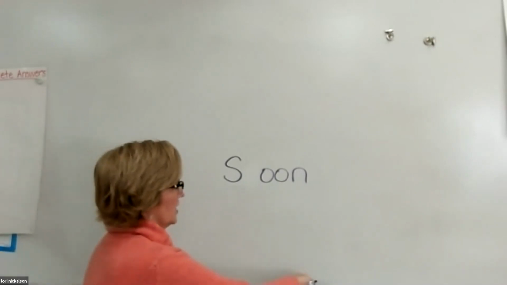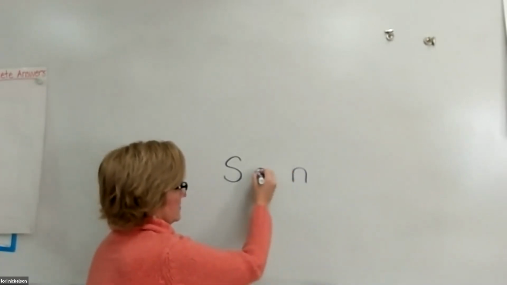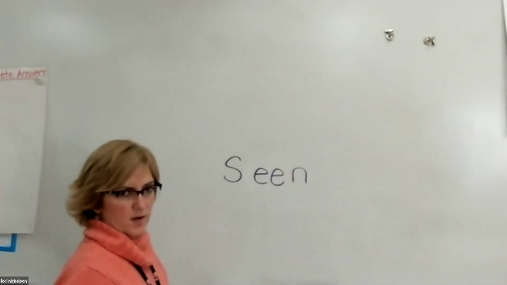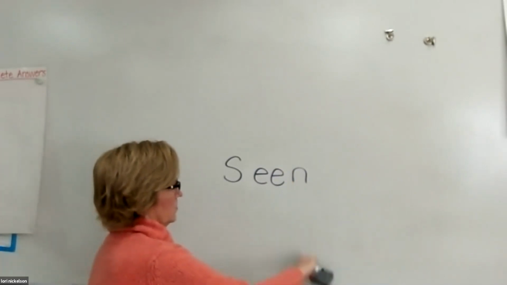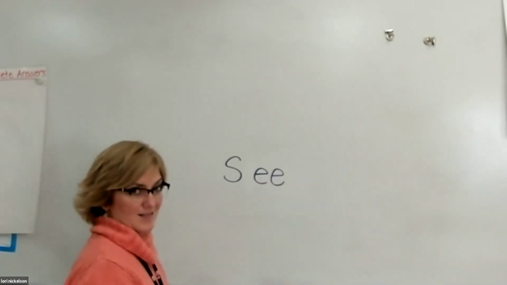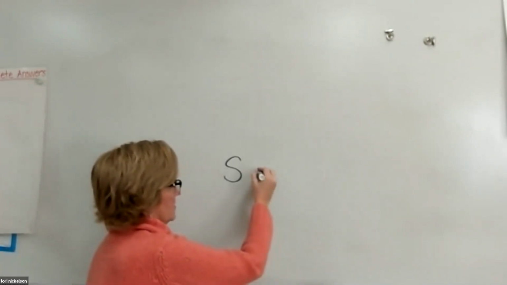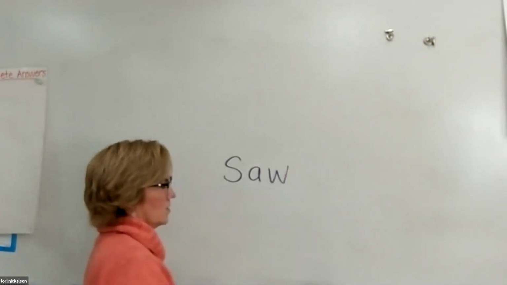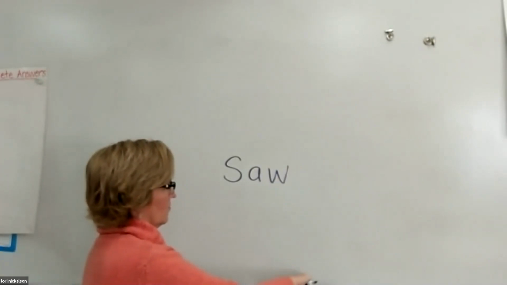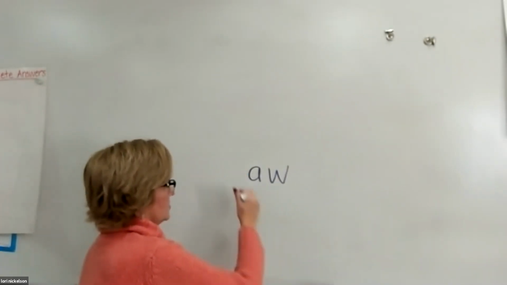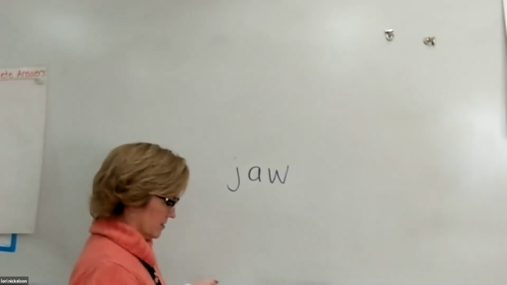So what if I change these O's to this? Now what do I have? Seen, good. What if I do this? What do I have? See, great. What if I do this? What do I have now? Saw, great job. What if I change the beginning sound to a J? What do I have? Jaw, awesome.